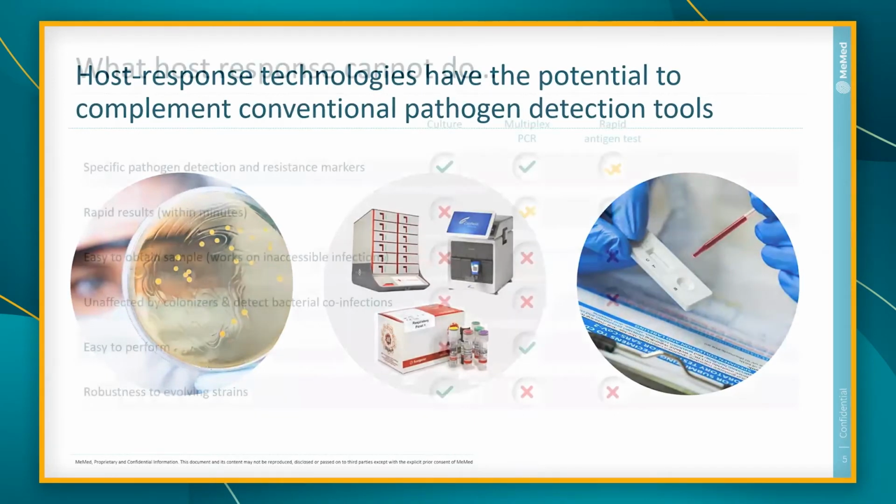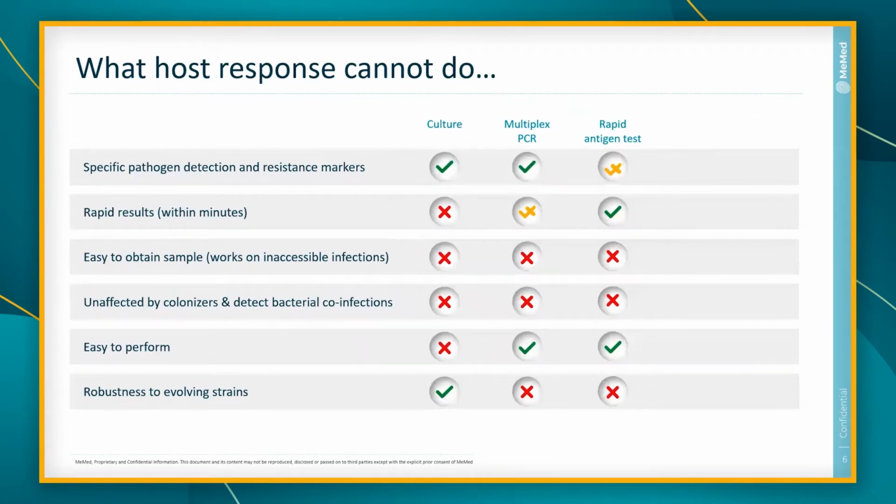Building on what Professor Debbie Goff said in the earlier lecture, there are several fundamental properties that we expect from an ideal diagnostic solution in the context of acute infections. Neither culture nor multiplex PCRs or rapid antigen tests solve all of them, but they all cover some of those elements. Host response technologies are not perfect either. Let's start with what they cannot do.